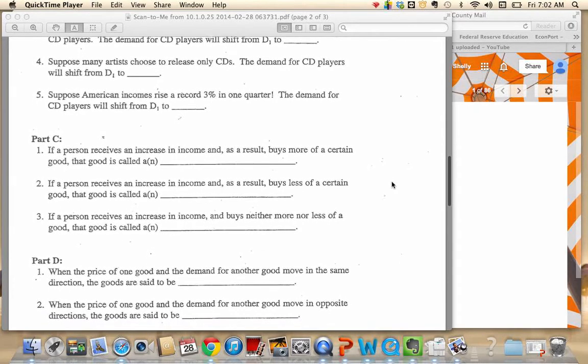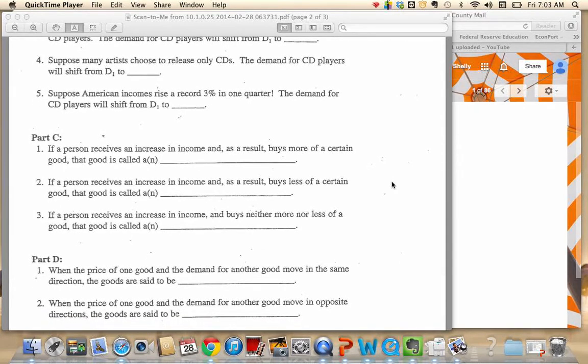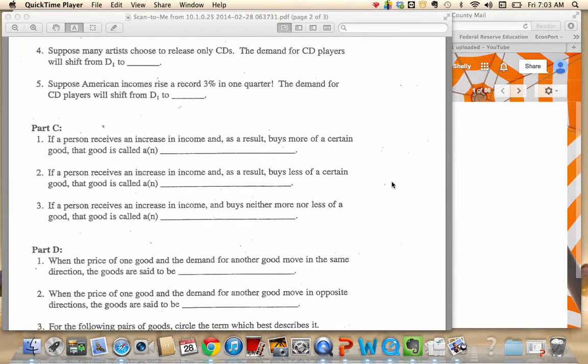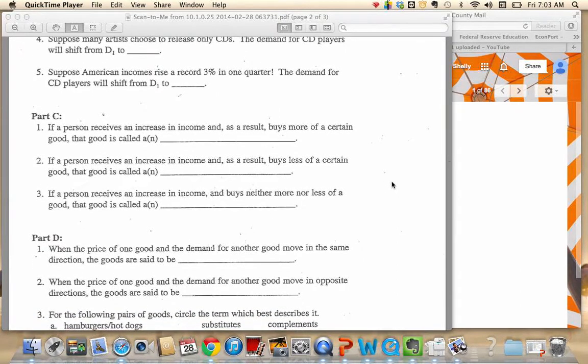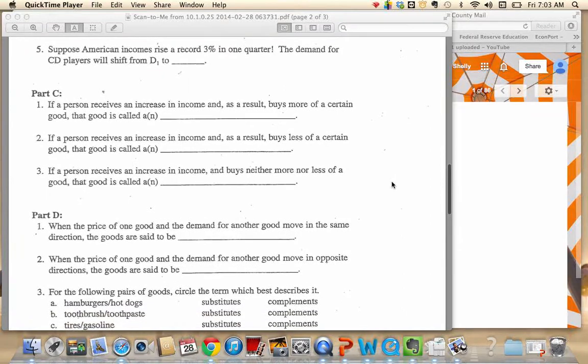Number 2, if a person receives an increase in income and as a result buys less of that, it's kind of like the spam. My income goes up, my demand goes down. So for me, that's inferior. That might not be the case for everyone, but in this case, if it tells you your income is going up and you're buying less of it, the product is inferior. Once again, taking price out of the equation. We're not changing price. If a person receives an increase in income and buys neither more nor less of a good, once again, that's called a neutral good.